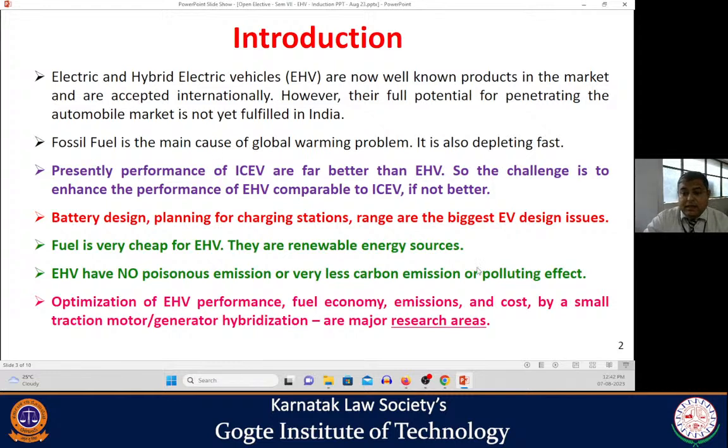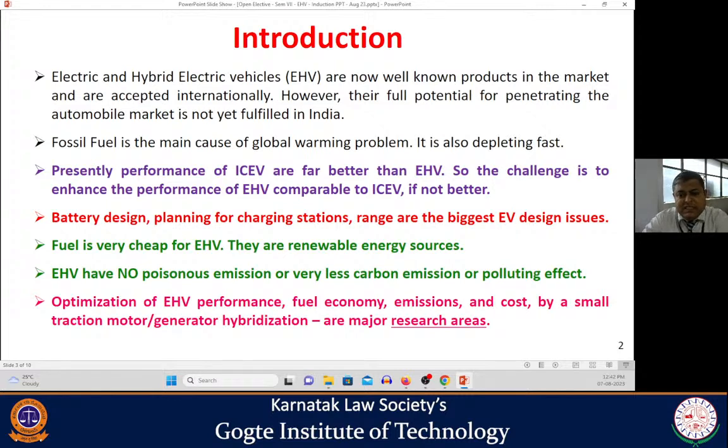Where does the work lie for EV? Optimization of EHV performance. Now we know that in one charge, an EV goes only up to 200-300 kilometers, but Tesla claims that on one charge their vehicle can go up to 600 kilometers, right? But for normal EVs available in the market, the work is to extend the range and battery capacity, to provide a good embedded system, and to do tracking and performance optimization of all those existing EVs. This is a major research area in the present scenario.